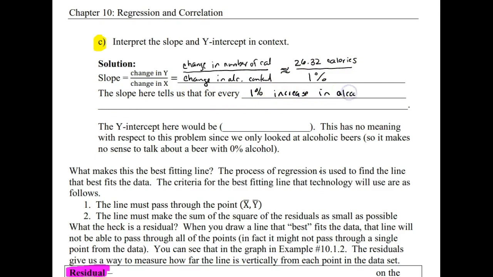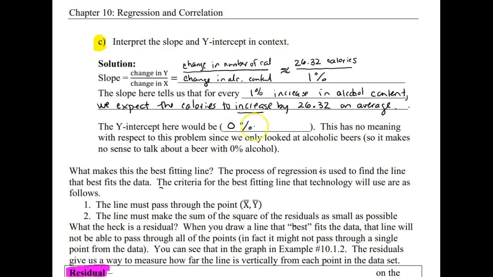in alcohol content, we expect the calories, since the slope here was positive, we would expect those calories to increase by 26.32 on average. And the y-intercept here would be 0%.